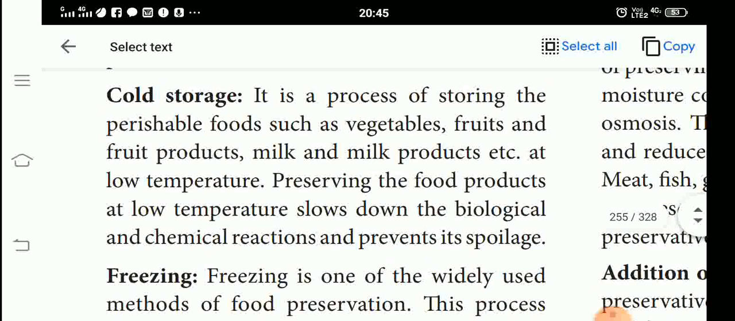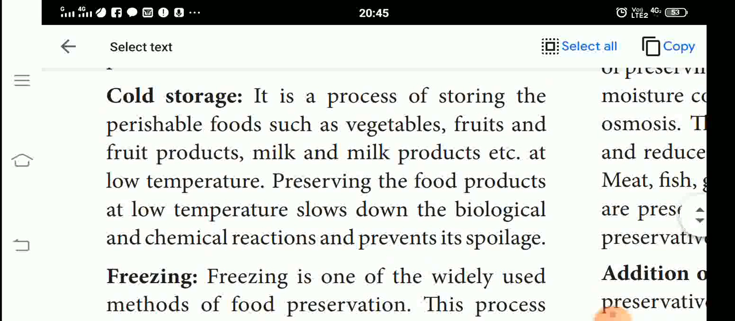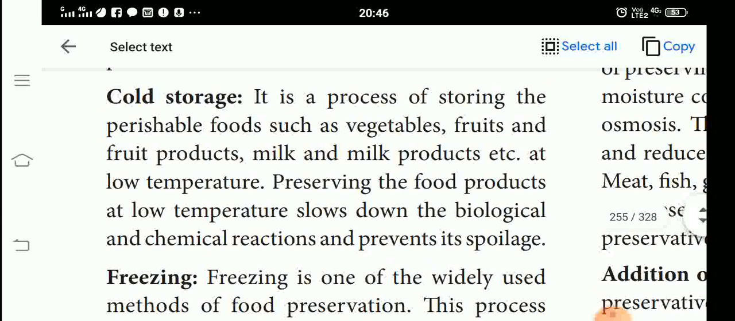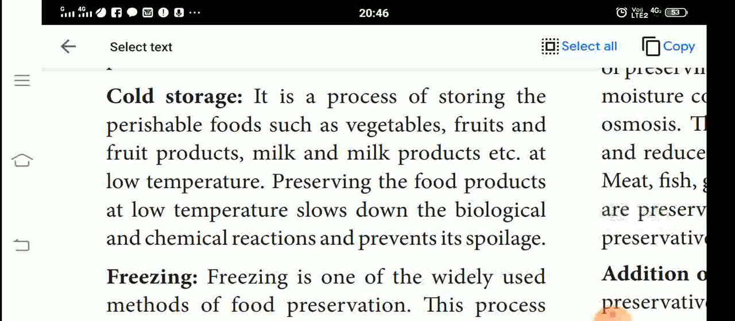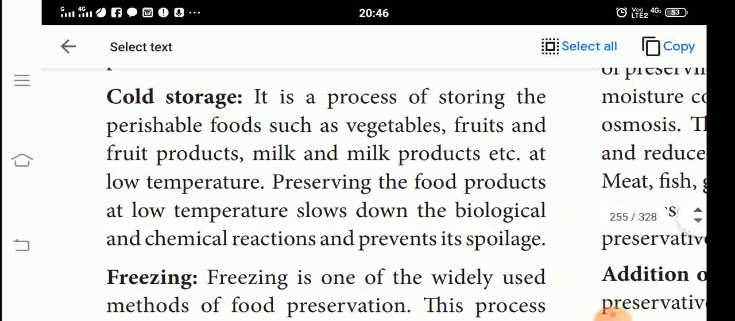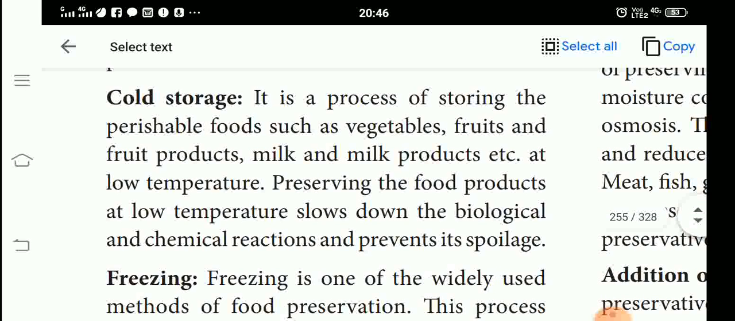In this storage, for example, we can take a fridge. In this fridge, we are storing milk, cheese, butter and all those things. Like this, cold storage is also one of the processes of preserving food. It is a process of storing perishable foods such as vegetables, fruits and fruit products, milk and milk products, etc., at low temperature. At low temperature, the biological action is very slow, the chemical reaction is very slow, so it will prevent the spoilage of the food.